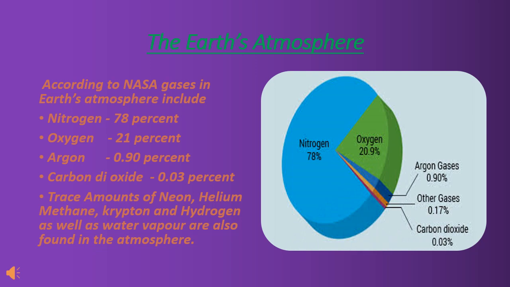The Earth's atmosphere. According to NASA, gases in the Earth's atmosphere include nitrogen 78%, oxygen 21%, argon 0.90%, carbon dioxide 0.03%. Other trace amounts of neon, helium, methane, krypton, and hydrogen, as well as water vapor, are also found in the atmosphere.